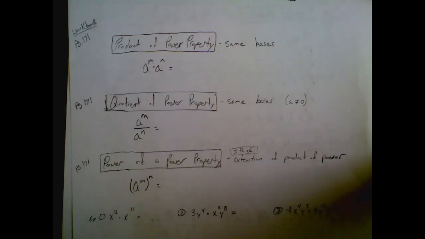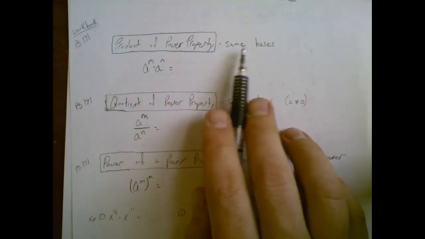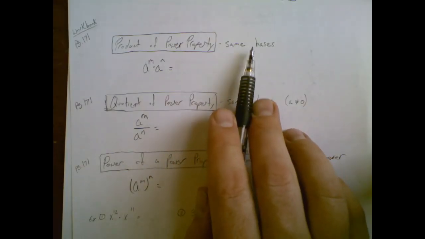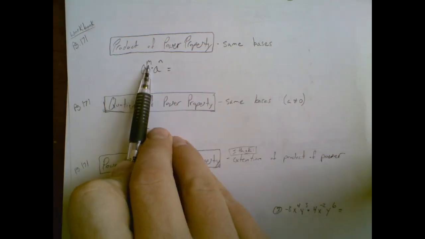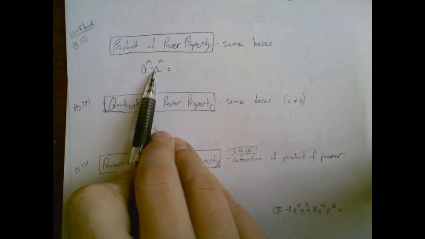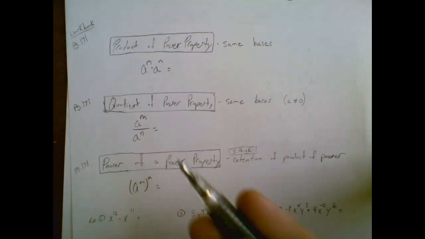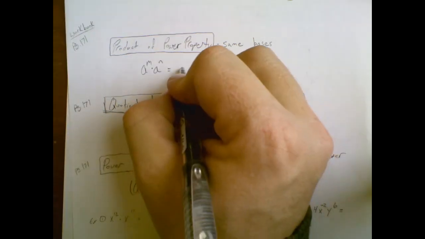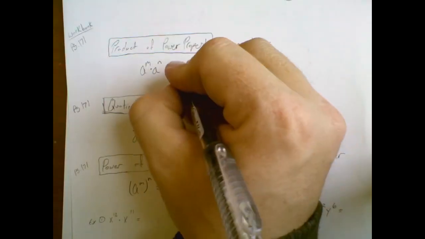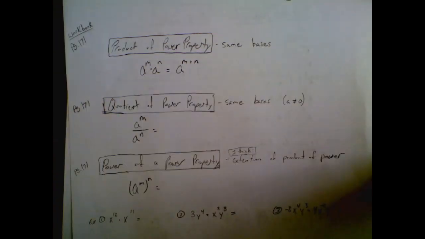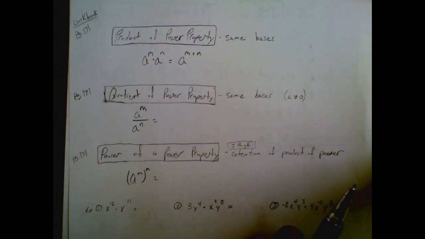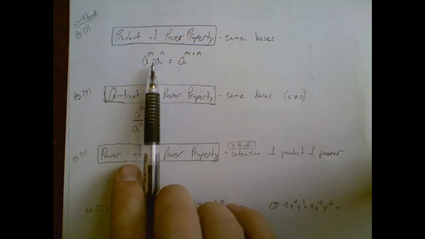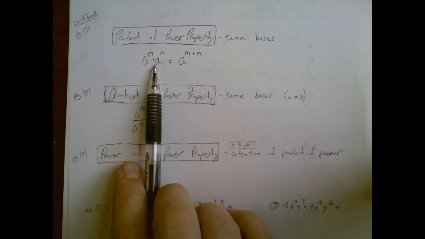Okay, so the product of a power property. The key with this one is the bases need to be the same. So in order to apply this, things have to have the same base. So if I have a base raised to a power times that same base raised to another power, the shortcut version is I can keep the base, and what I do is I add the powers. Okay? And you'll see a lot more when we go over examples, but that's what we do. Multiplying things that are the same base, you keep the base, add the powers.